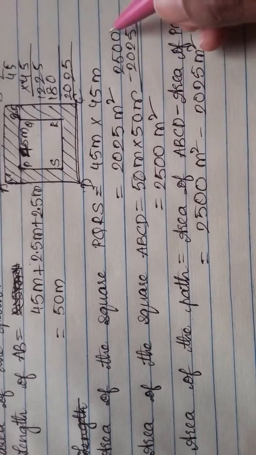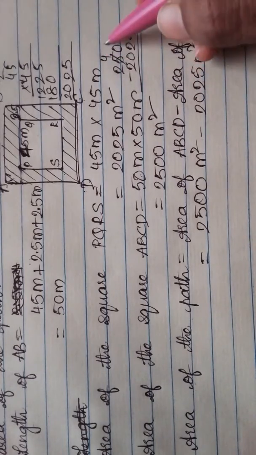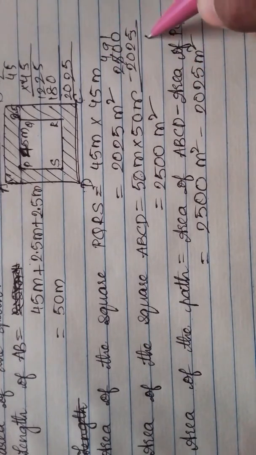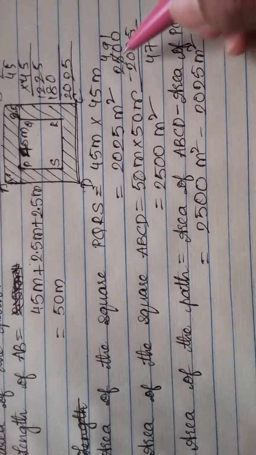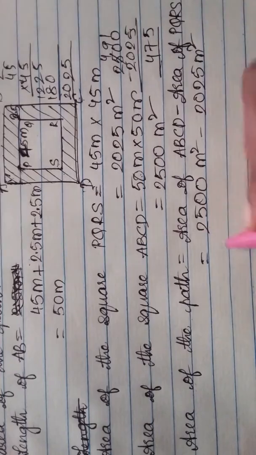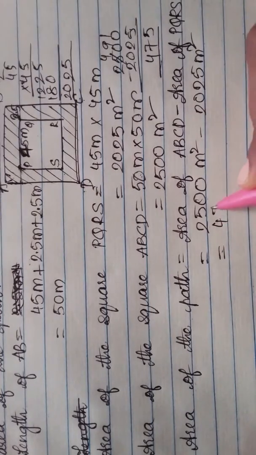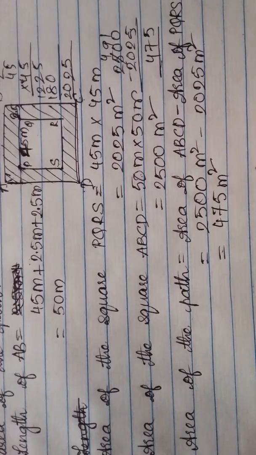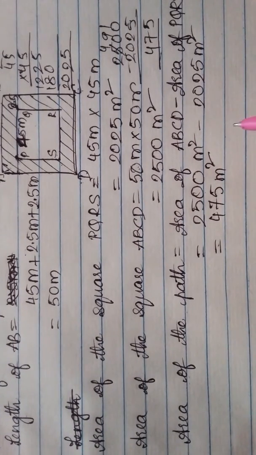2025. Subtraction if we do, 10 minus 5 is 5. 9 minus 2 is 7. 4 minus 0 is 4. 2 minus 2 is 0. So the answer is 475 meters square.